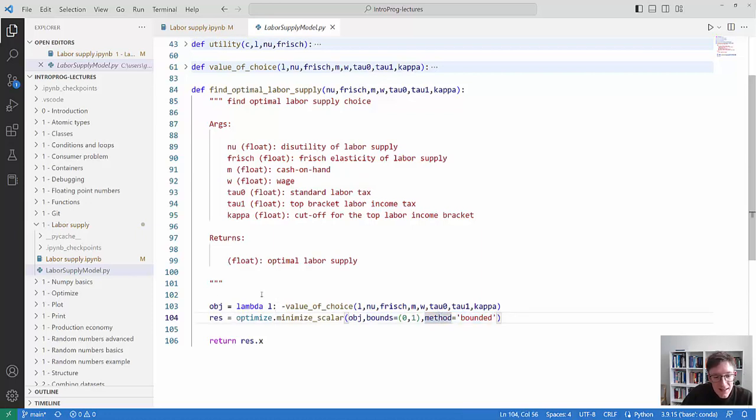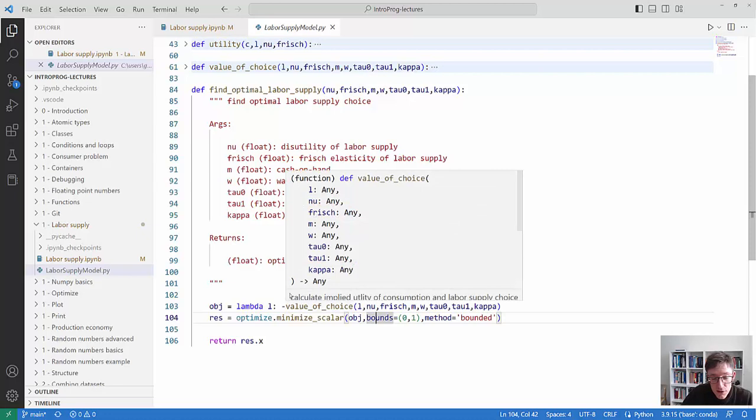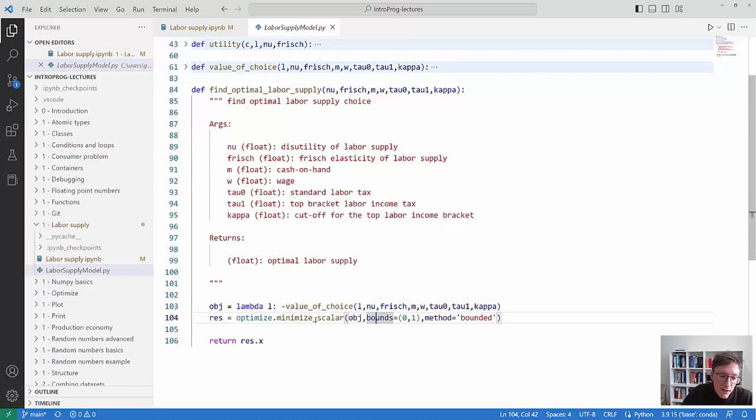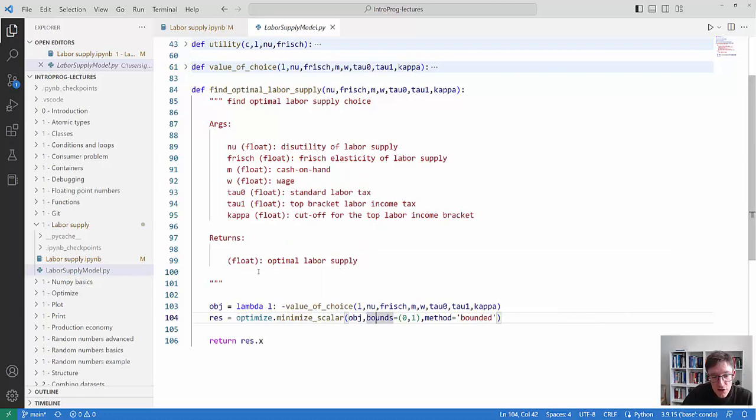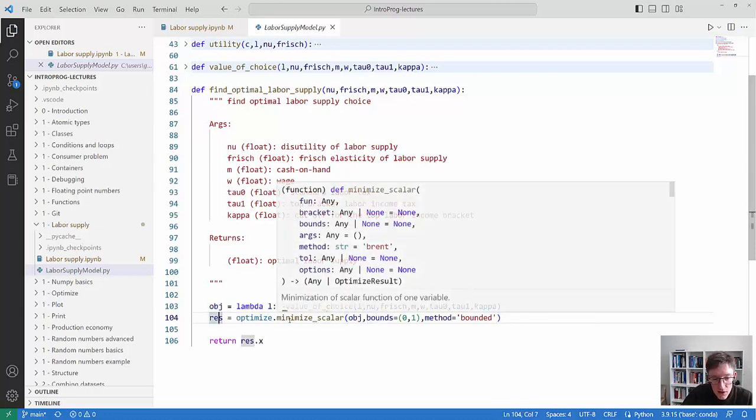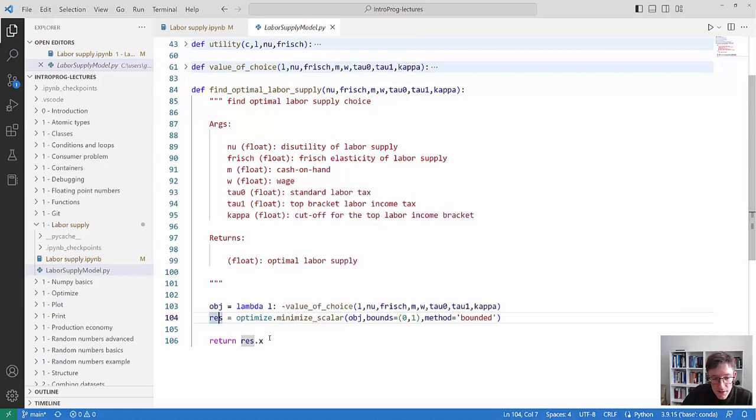So in that sense, it's easy to understand what this is doing, but there are two things that are hard here. One thing is, what is this value of choice function doing? We need to dig into that. And to some degree, it might also be hard to understand minimize scalar, but you can take that as a black box to some degree. This is somebody else who has written that code, and that just works. And you can see once we get the result out from the optimizer, then we return the x value in the result, which is actually just the optimal labor supply.